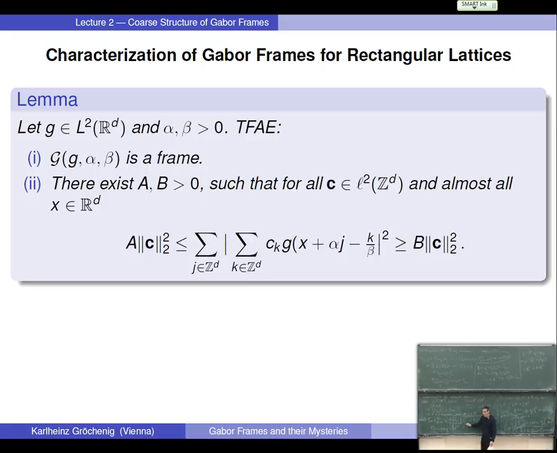So if this condition holds, and this is a condition that requires only the values of the window itself, it's somewhat transparent compared to, say, the biorthogonality condition. If this condition holds, then we know that the corresponding Gabor system is a frame. I want to leave it at this. The converse is a little bit, yes, here you need the uniformity. As soon as you don't have uniform constants, you can construct counterexamples.